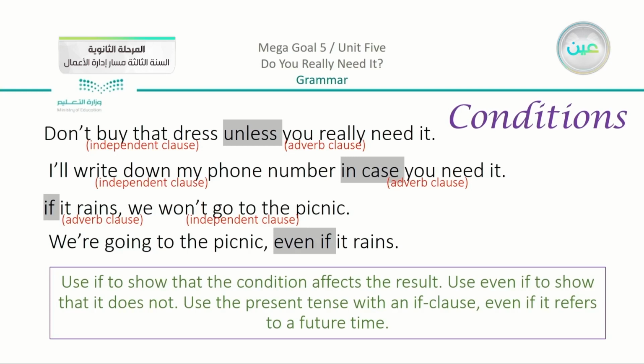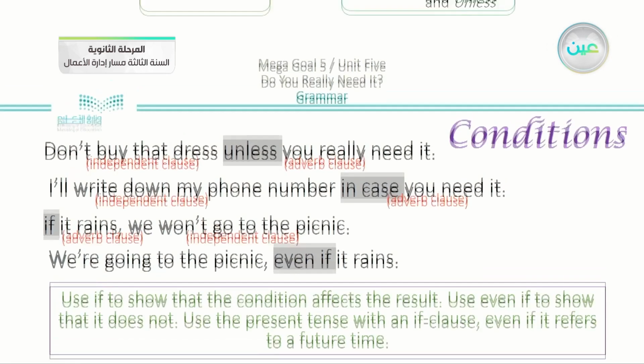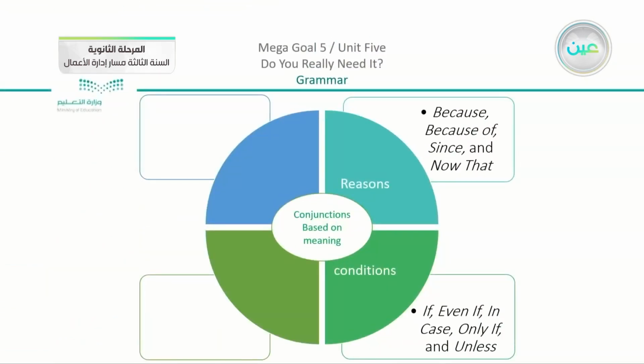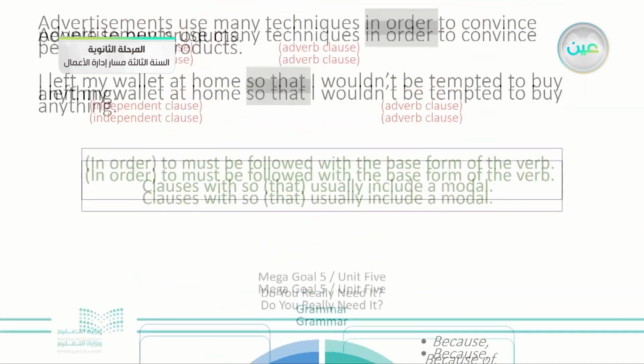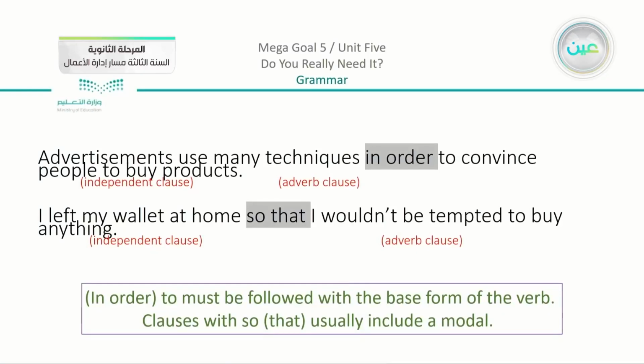So we can see that we do have here the conditions in all four examples. So we can use if, even if, or in case, or unless, just to show that we have conditions. Moving on, we have here the third group. Now in this third group, you can see that we have just two examples.